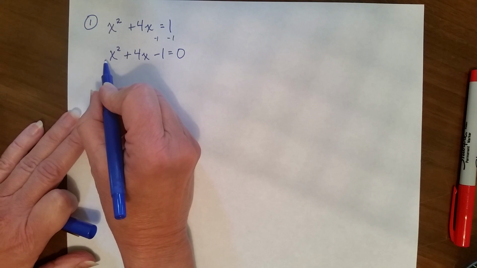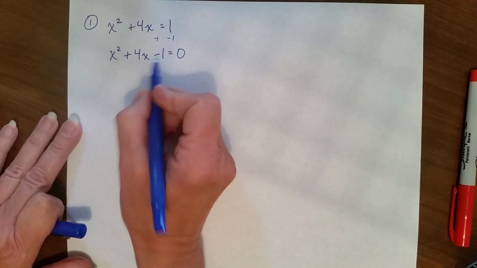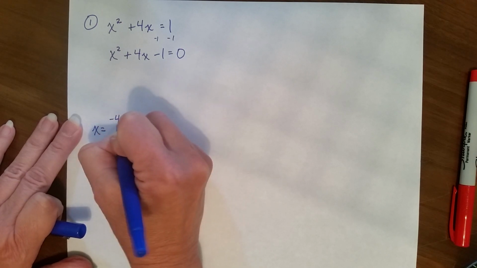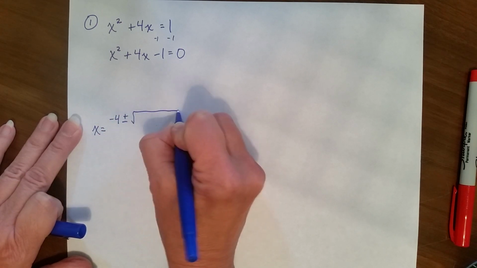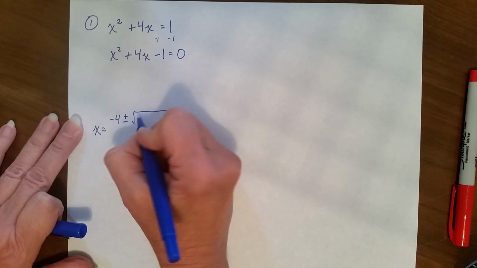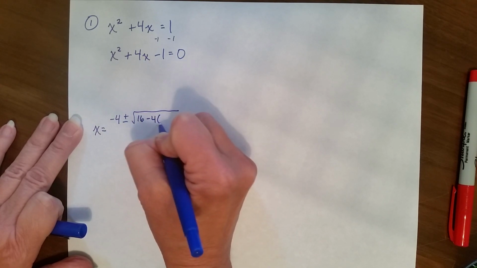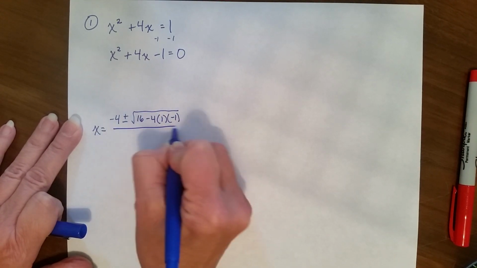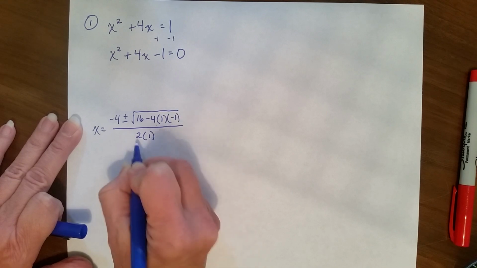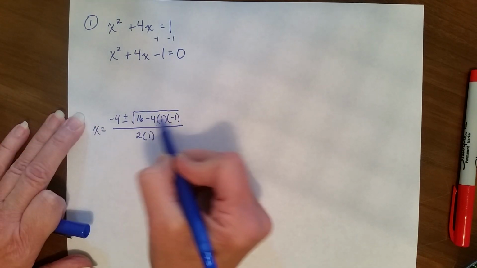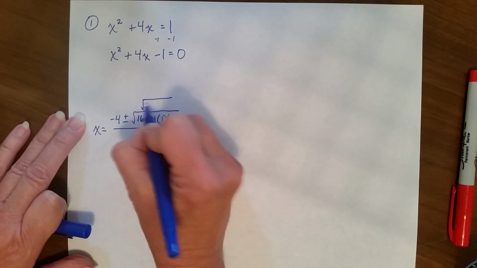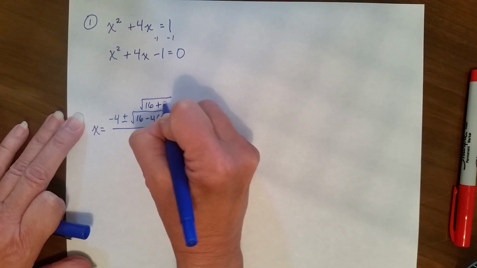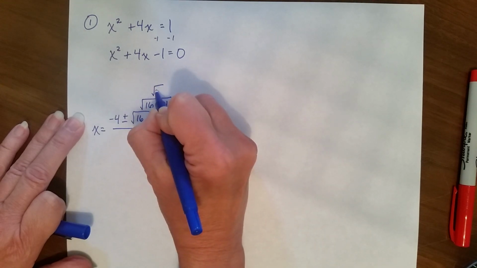Now, we know that a is 1, b is 4, and c is negative 1. So the quadratic formula, x equals the opposite of b, plus or minus the square root of b squared, so 16 minus 4 times a is 1 times c is negative 1, all divided by 2 times a, so 2 times 1. Okay, let's simplify the radical. That's going to be 16. Now I have a negative times a negative, so that'll be a plus 4. 16 plus 4 is 20.